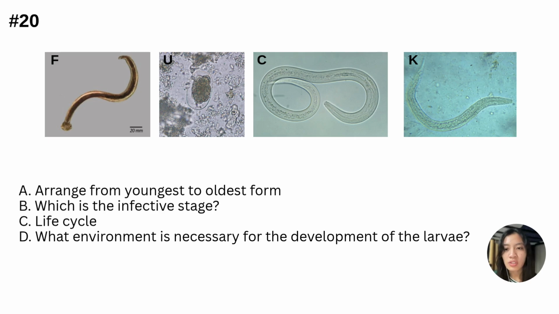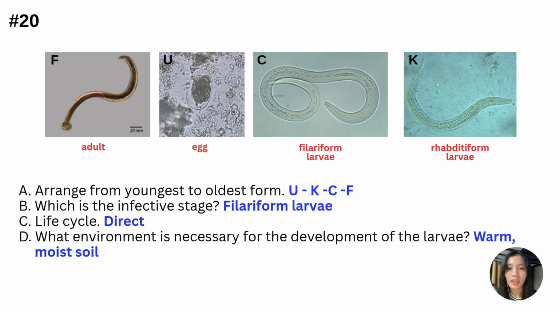Moving to the next station, let's review the life cycle stages. If arranged from youngest to oldest, the correct sequence is egg, rhabditiform larva, filariform larva to adult worm. Among these stages, the filariform larva is the infective stage. Humans become infected when these larvae penetrate the skin, commonly when walking barefoot on contaminated soil. For the larvae to develop successfully outside the host, they require warm, moist soil conditions. This direct life cycle is characteristic of soil-transmitted helminths.